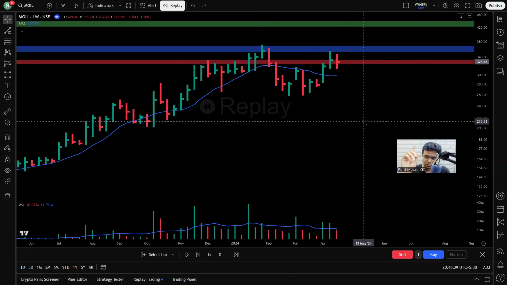The first thing I look for when I look at a base is the number of red bars inside the base which have high volume. Okay. Here, not a single red bar has got high volume, which is a point in our favor.